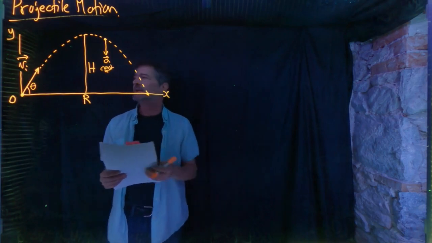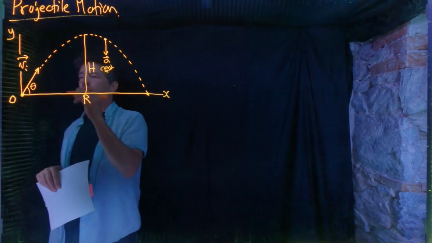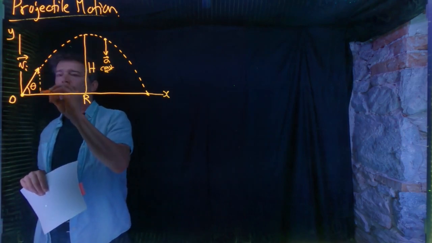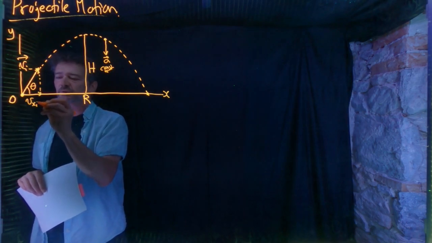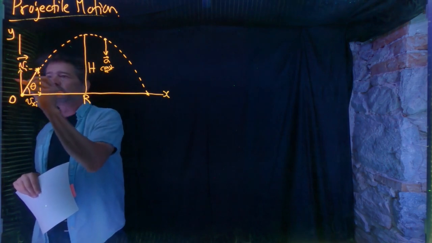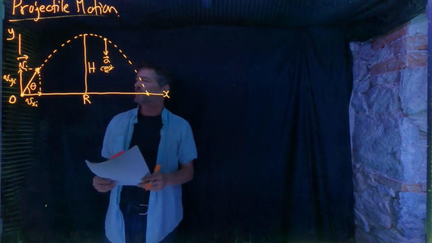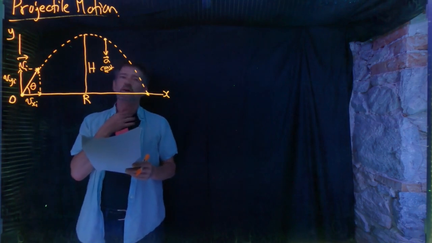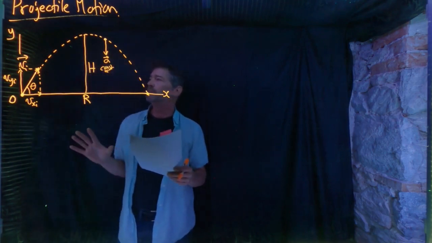Okay, so then we can split our initial velocity vector vi into x and y components. This will be the x component, vx initial, which is v initial cos theta, and this will be the y component of the initial velocity, which is the speed vi times sine theta. Okay, so we have that. And then we say, okay, so what can we say about this situation?